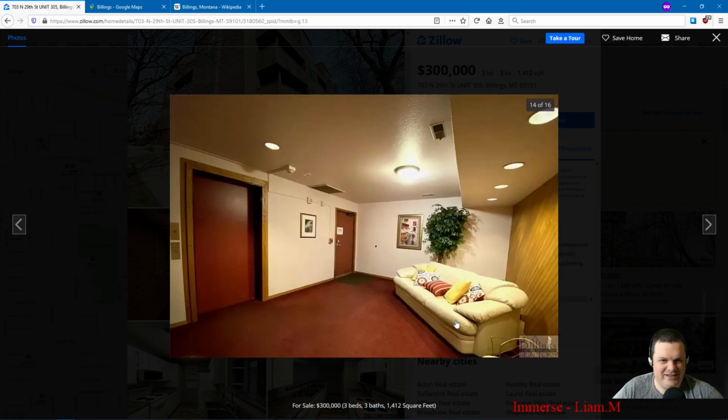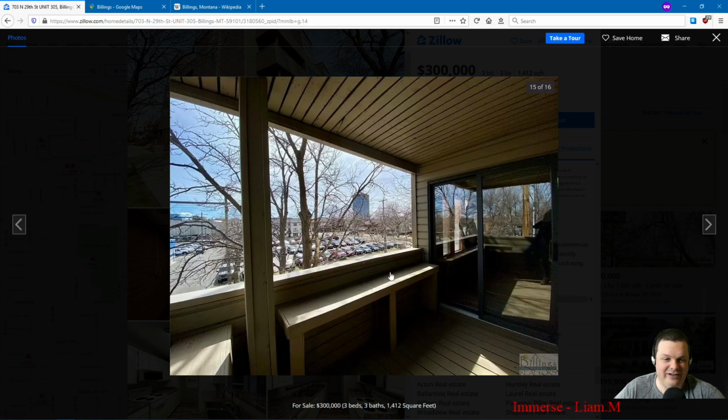What the fuck is this? Is this a common area? It doesn't look like it's part of the apartment, does it? This looks like a common area. That's a fucking elevator. It's a common area. Man, seating in common areas just attracts people that you don't want sitting outside your apartment. Lots of parking lot view.